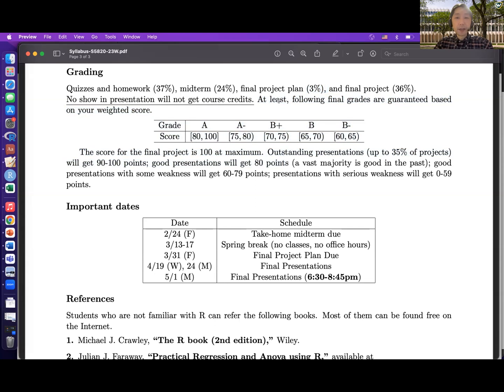And this grading scale is guaranteed. That means if you take, for example, 81 as a weighted score, then you are guaranteed to get an A. If your score is 79.5, you may get an A minus, but if you are lucky, you will get an A.